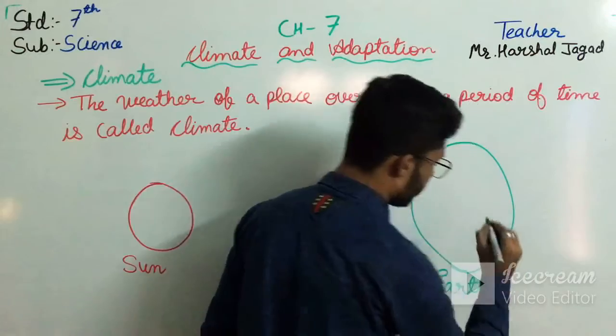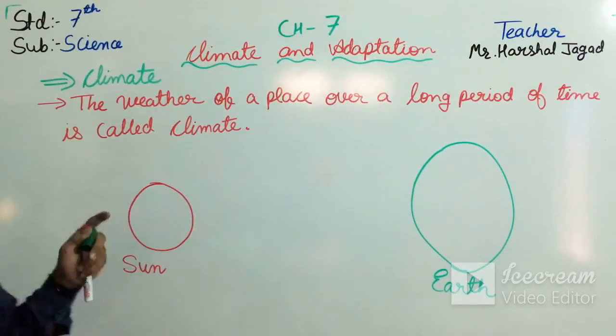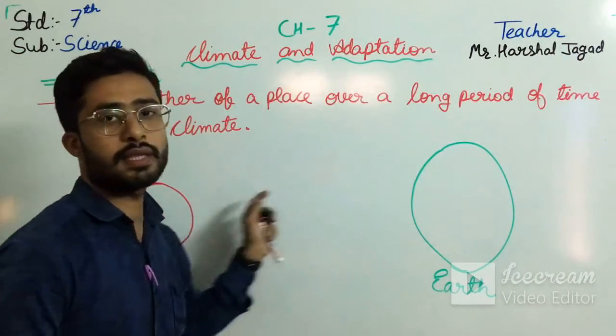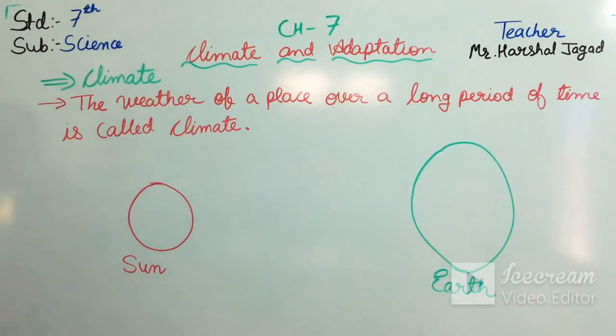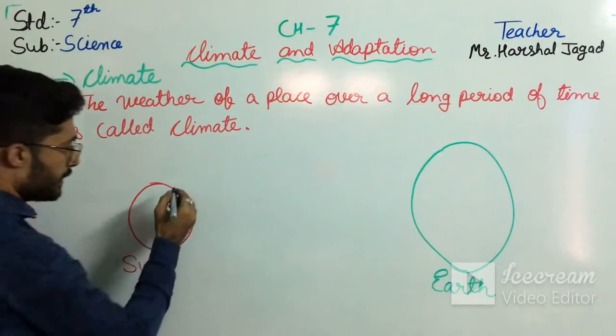So first effect is distance from the sun. Here you can see these rays. Let me use another marker. Here, the rays from the sun.